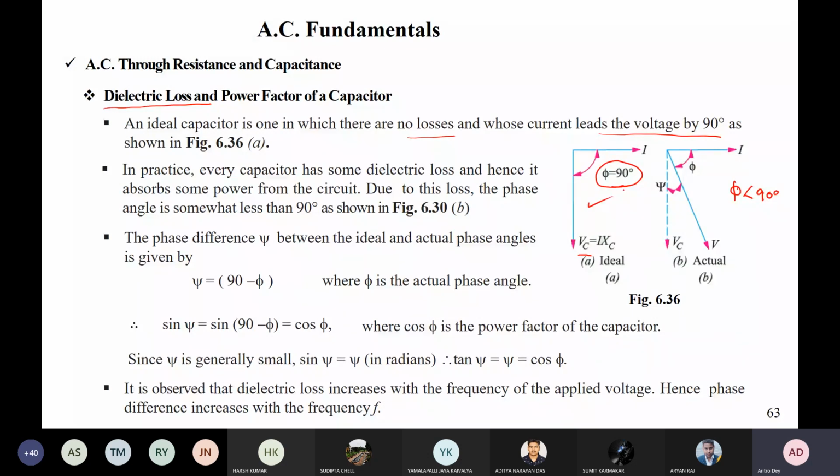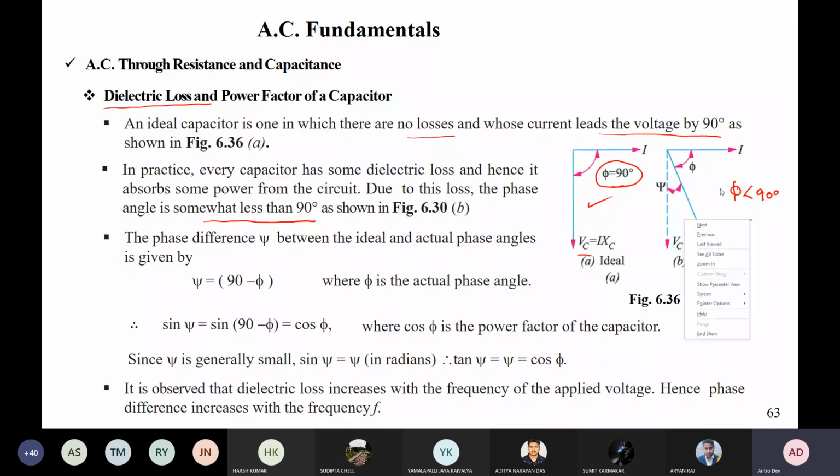But practically every capacitor has some dielectric loss, and hence it absorbs some power from the circuit. Ideally when it is purely capacitive, in one cycle it will be drawing, in another cycle it will be sending back, as we have discussed. But practically, because of the dielectric loss, there will be some consumption of power, and due to this we'll get the phase angle which is somewhere less than 90 degree, just like this case.